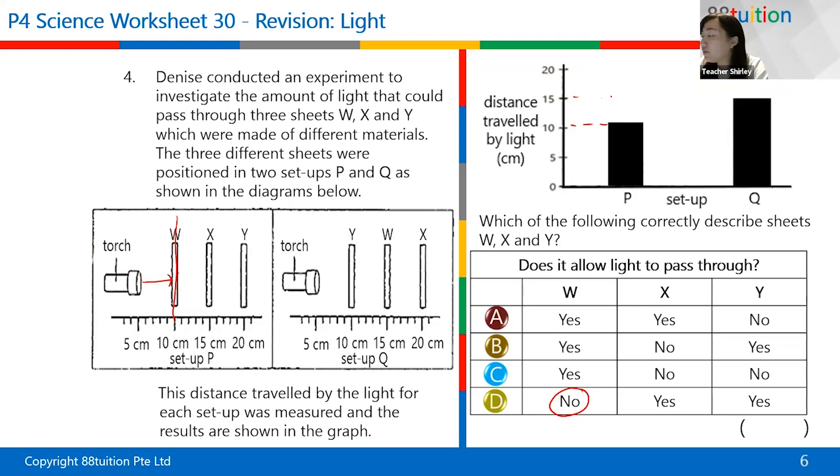Now if you look at 15 cm at Q, same thing. It's actually placed at W. So W for sure does not allow light to pass through. That's the only option, because the rest are yes. So the answer is D, because W does not allow light to pass through, and X and Y allow light to pass through.